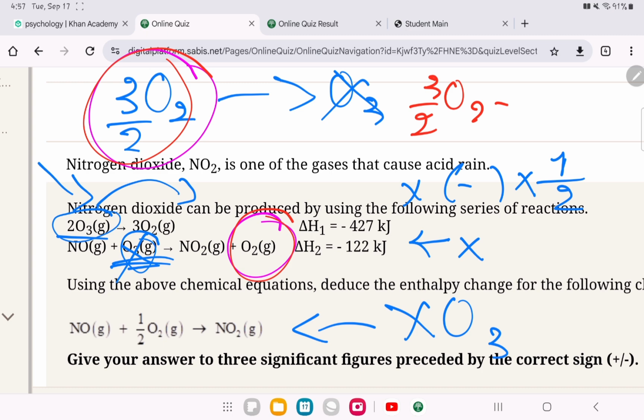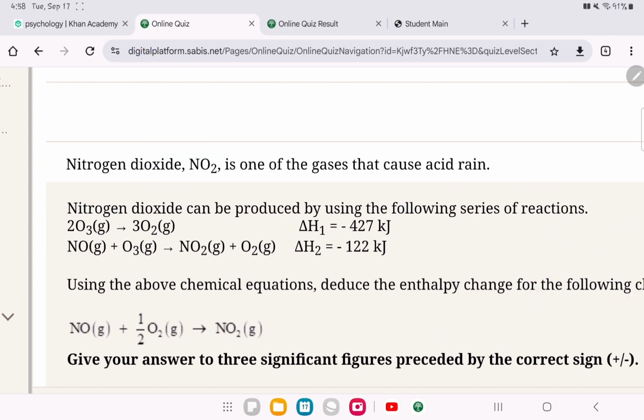So 3 over 2 O2 minus 1 O2. This is not 10, it's 1 O2. Okay? Then from the math before, 3 minus 2 over 2 will give us 1 over 2 O2. So the only thing we did was multiply this by negative 1 over 2.